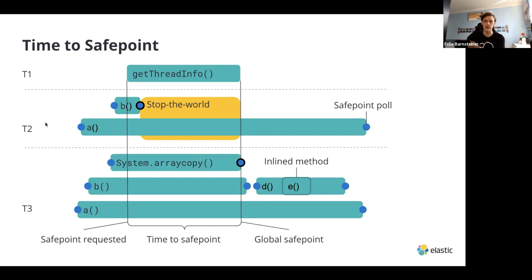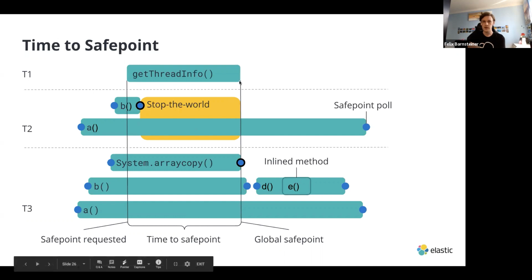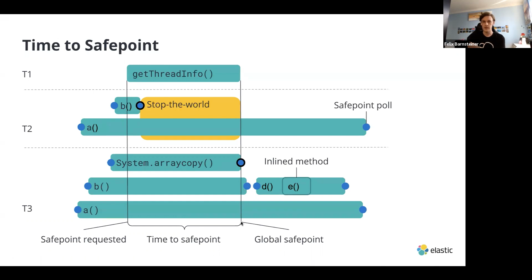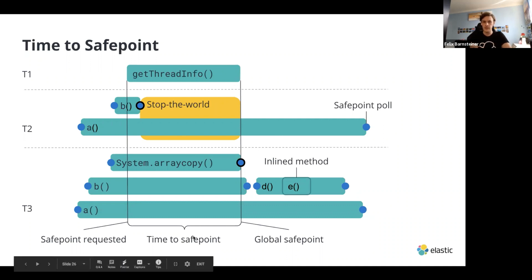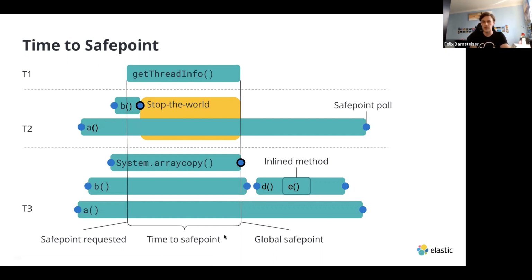So there's a stop the world pause. So no user request can be served within that time frame. And so at this point in time, we finally are entering the global safepoint, and we can get the stack trace of all of the different threads. And the time between safepoint requested and global safepoint is called time to safepoint. And this can also be monitored with JVM flags.